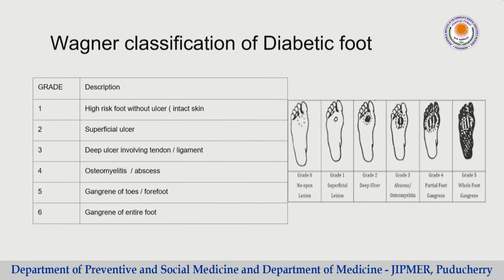The Wagner classification of diabetic foot shows the various stages of progression of a diabetic ulcer. Grade 1 is a high risk foot without ulcer and intact skin, may have neuropathy or loss of blood supply. Grade 2 is having a superficial ulcer. Grade 3 is a deep ulcer involving a tendon or a ligament. Grade 4 is osteomyelitis or an abscess formation. Grade 5 is gangrene of the forefoot, and grade 6 is gangrene of the entire foot.